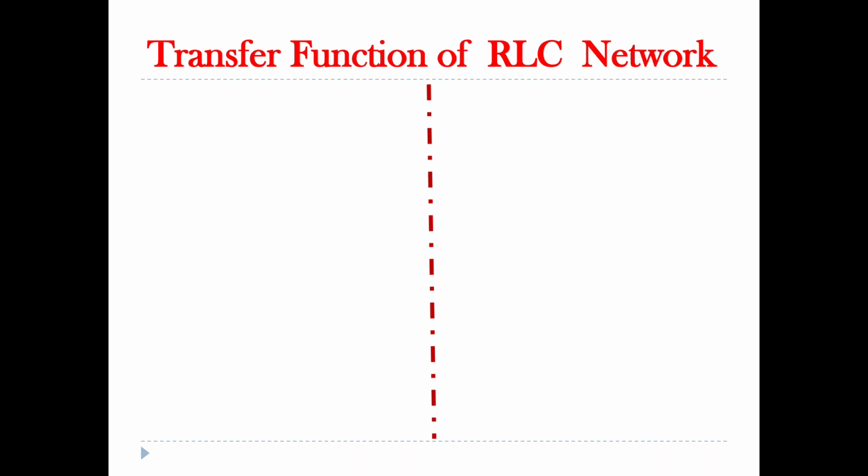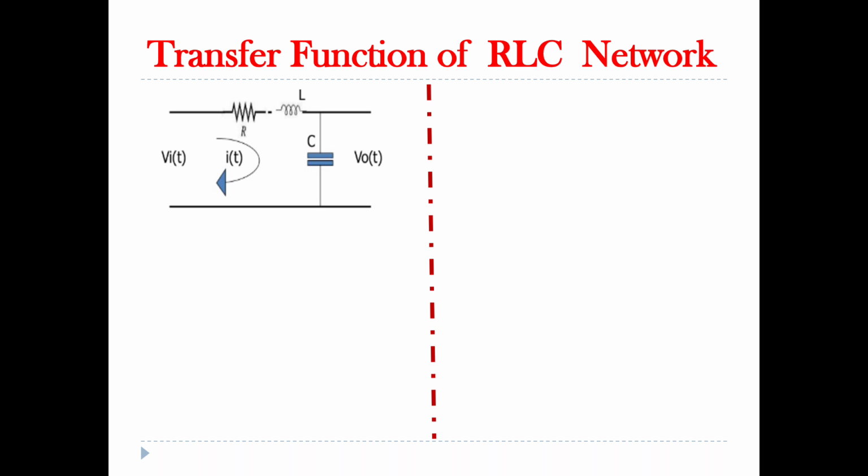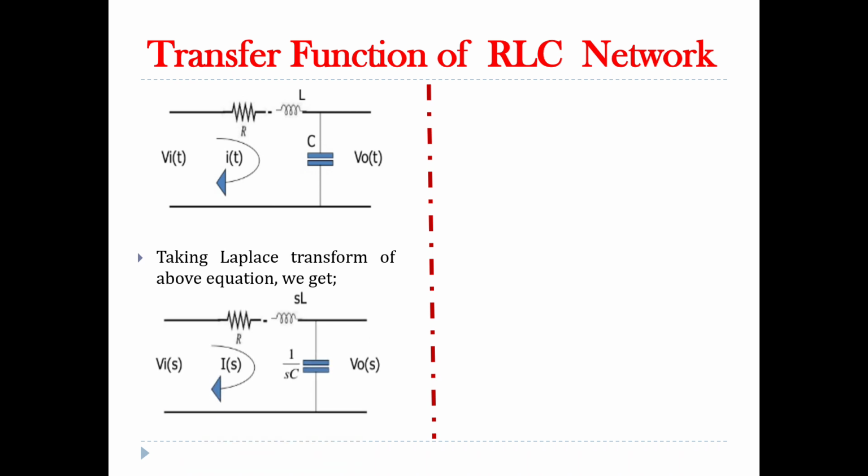Now we will look at the transfer function of the RLC network. Consider the pictorial representation of the RLC network as shown in the figure. Here, by taking the Laplace transform of the above diagram, we get the figure as shown in figure number 2. Now applying KVL from the input side, that is for the input loop, we get Vi(s) = R I(s) + sL I(s) + 1/sC I(s).